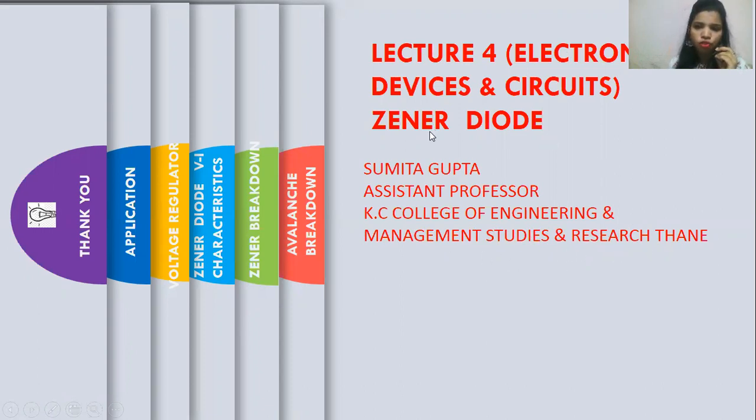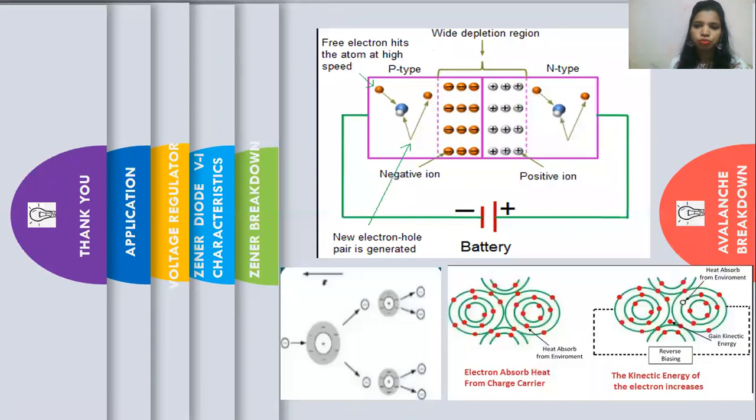Welcome you all for the fourth lecture of EDC, that is Zener diode. Today we will cover first of all breakdowns, avalanche breakdown, Zener breakdown, then Zener diode IV characteristics. After that we will learn how a Zener diode works as a voltage regulator, what are its applications. So first of all, we will start from the breakdown. There are two breakdown concepts, avalanche breakdown and the Zener breakdown.